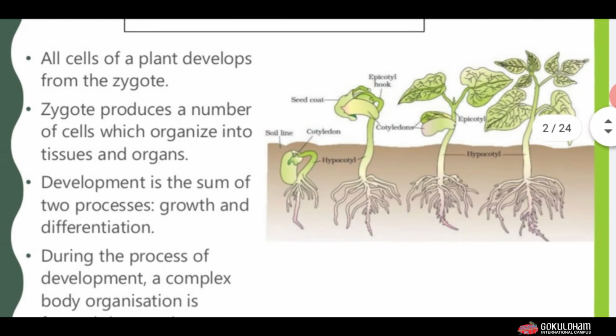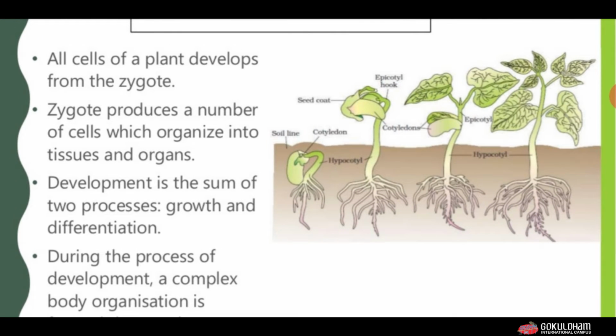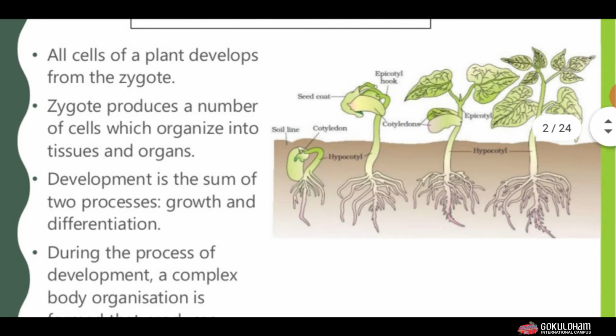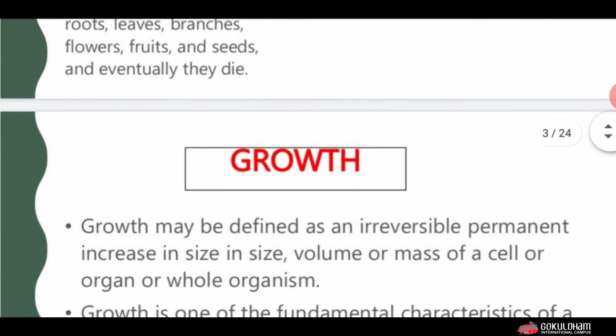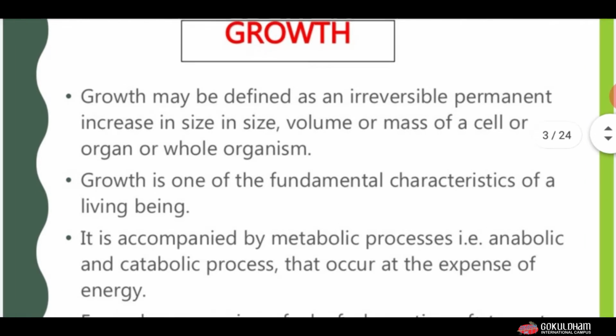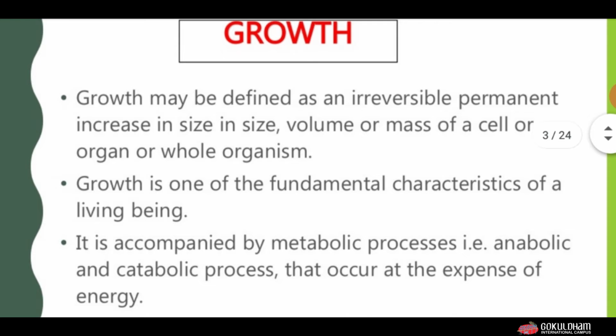You can see in this picture that from a seed new plants are born, and on that plant many different kinds of organs are produced. Now let us see what is growth. Growth may be defined as an irreversible permanent increase in the size, volume or mass of the cell, organs or whole organism.